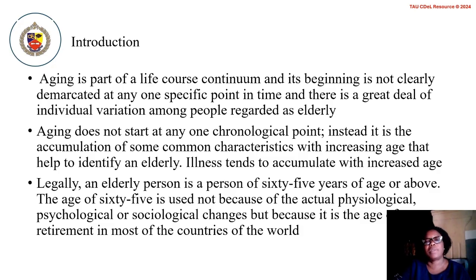Legally, an elderly person is a person of 65 years of age or above. The age of 65 is used not because of the actual physiological, psychological, or sociological changes, but because it is the age of retirement in most of the countries of the world.